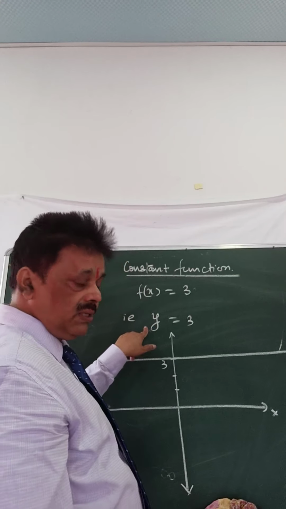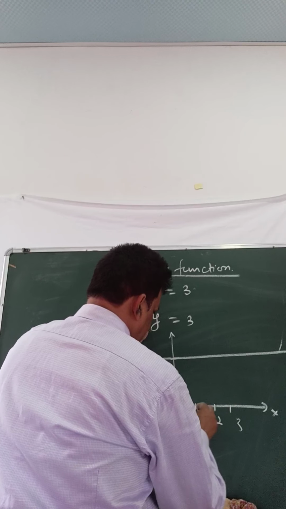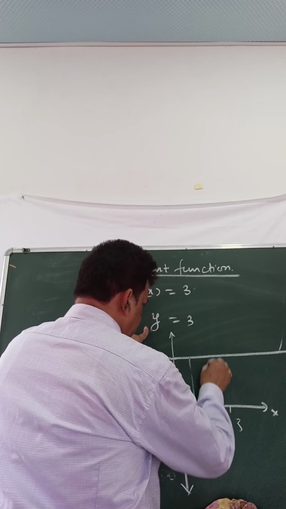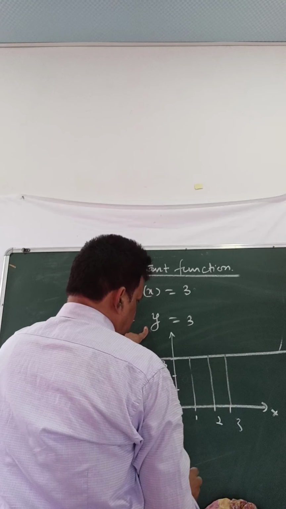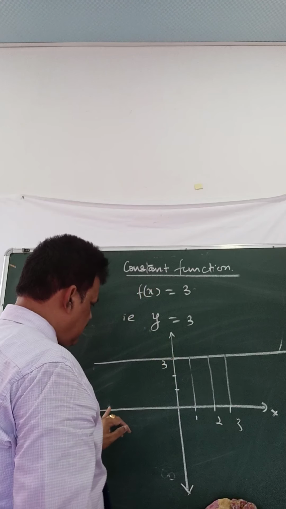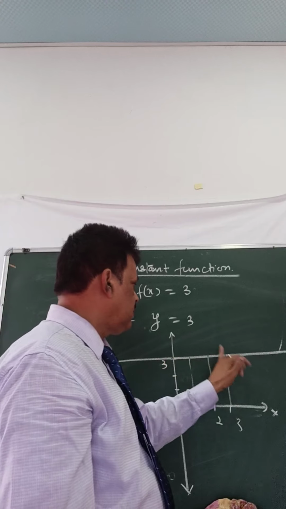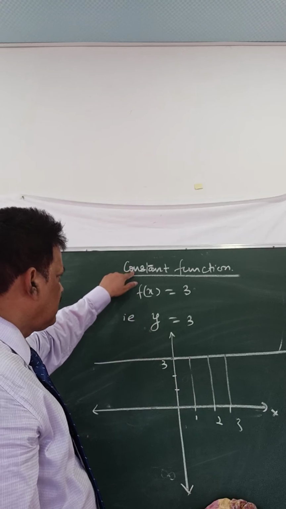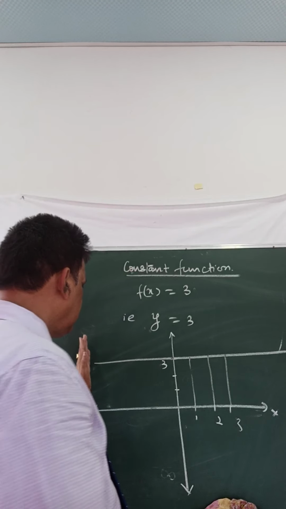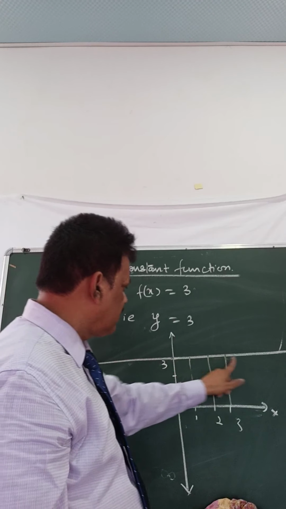So what is the meaning of this? Any value of x you put, you get a point, you get a point, you get a point. So this y remains fixed, but x varies. X varies means all the real values of x, but y is 3. That means a constant function is continuous in all the real numbers. So there is no break in the graph.